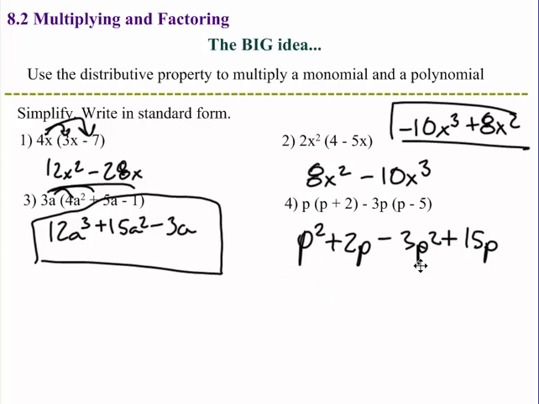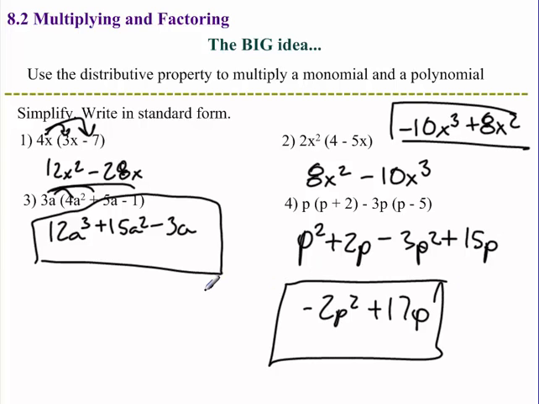Absolutely. I got a p squared here, p squared. So we add those together: positive 1 minus 3p squared is negative 2p squared. Then I got a positive 2 here and a positive 15 here, so plus 17p. Final answer. So that one had 2 steps in it. That's nuts.